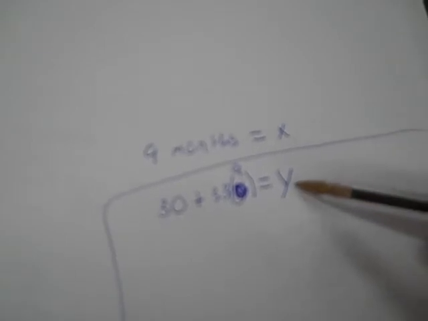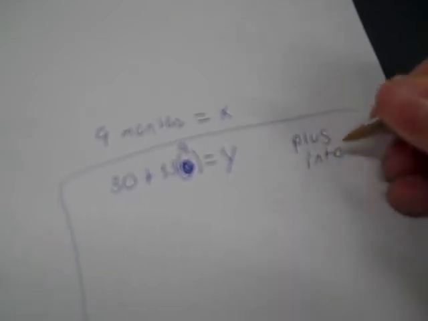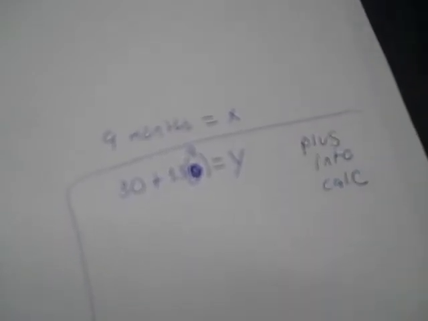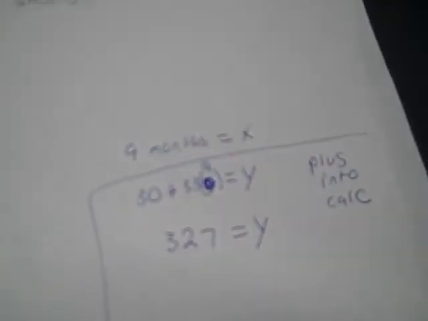Now the y is all by itself, so I just plug this into the calculator. Why can you do that? Because the other letter that you're left with is all by itself. Okay. So 30 plus 33 times 9, or parentheses 9, is 327. So 327 equals y.